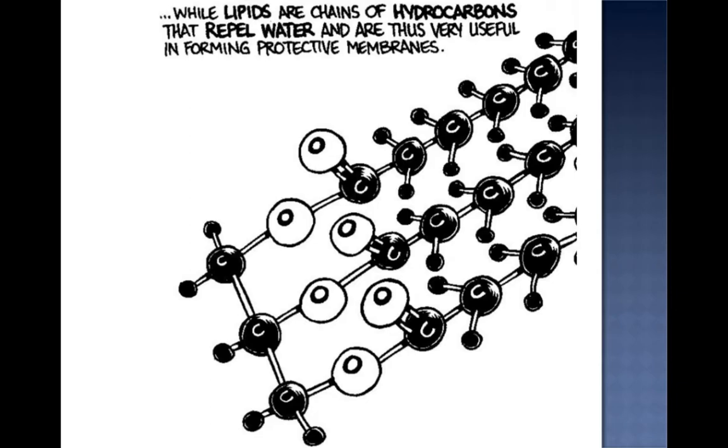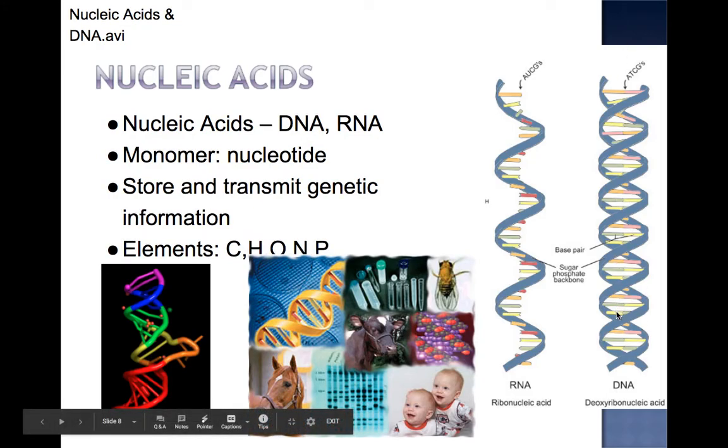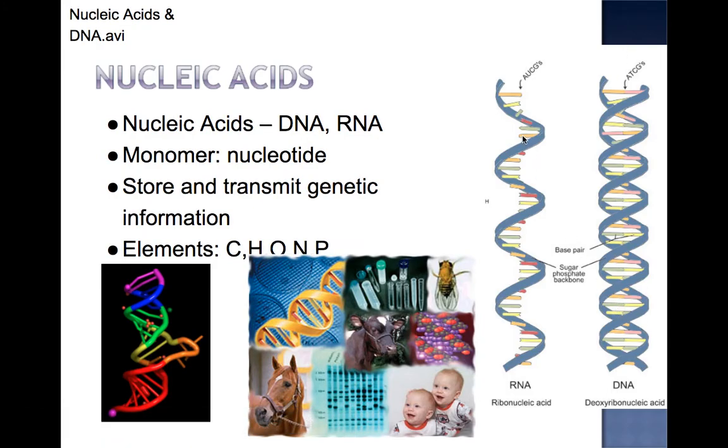And this is what makes it insoluble in water. Next, we have nucleic acids. This is your DNA and RNA. Notice over here to the right, DNA, double-stranded. We'll learn more about that later. RNA is single-stranded. They do have the elements carbon, hydrogen, oxygen, along with nitrogen and phosphorus.